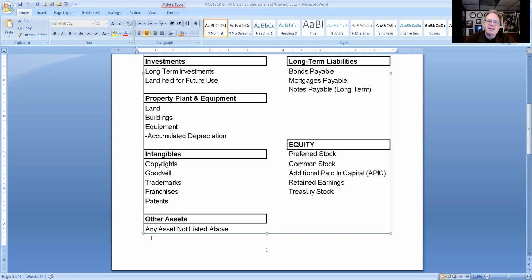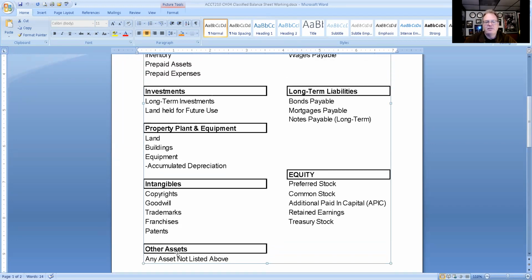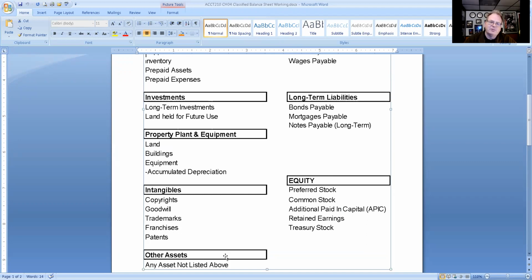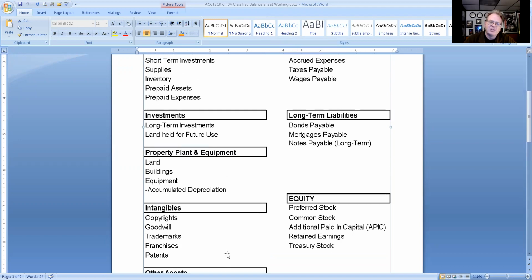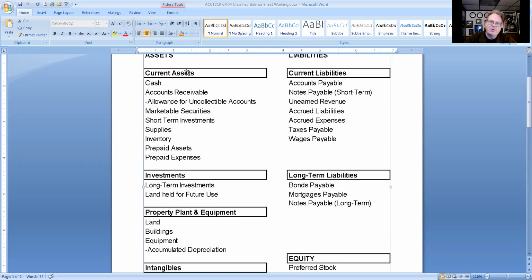Other assets are anything not listed. This is for wacky stuff like pension assets and weird stuff like that will fall into here. But for the most part, the biggest two you're usually going to have are current assets and property, plant, and equipment. Many companies will only have those two assets. Current assets and property, plant, and equipment.